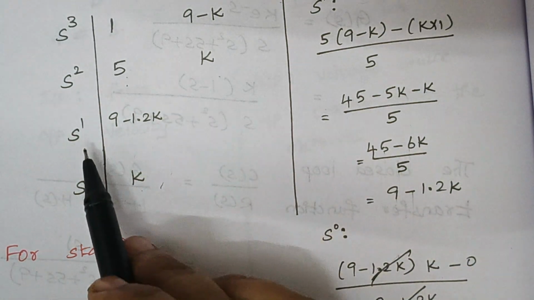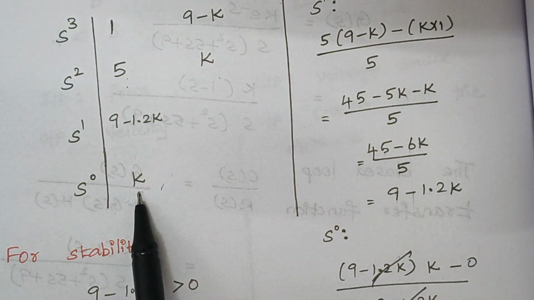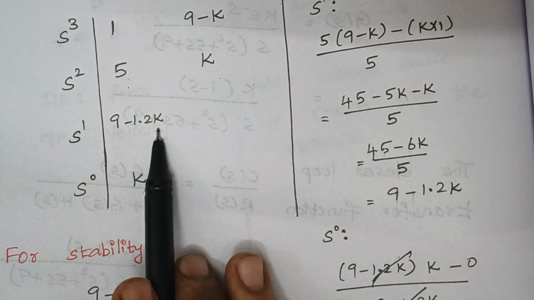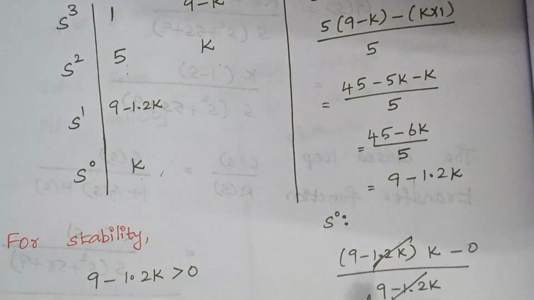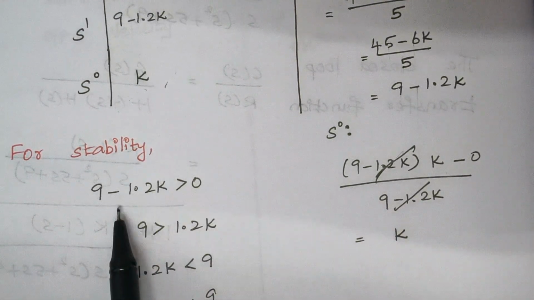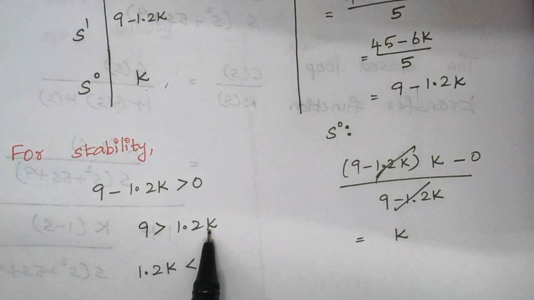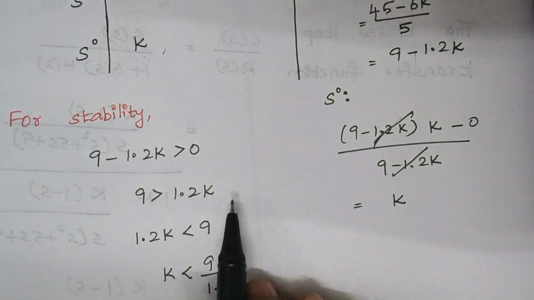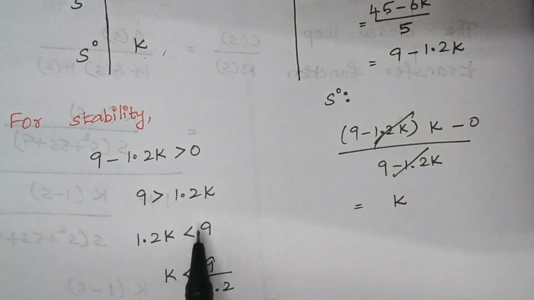So we are moving to the s to the power 1 row. So here again the value of k should be greater than 0, right? Similarly, this element's value should also be greater than 0, right? Am I making the concept clear? So here I am equating 9 minus 1.2k as greater than 0. So I am moving this minus 1.2k to the right hand side. So this minus becomes plus here. So 9 is greater than 1.2k. In other words, we can say that 1.2k is less than 9, right? Both these mean the same.